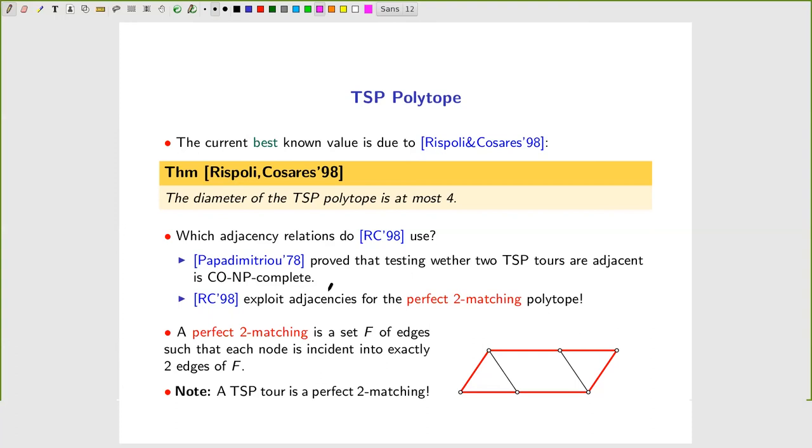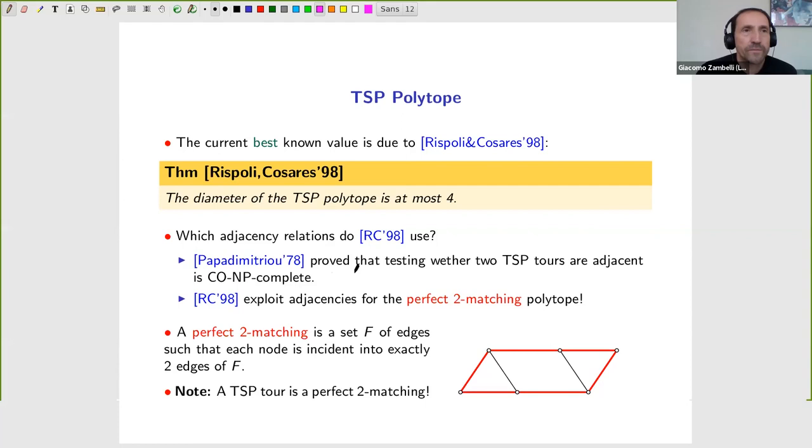I don't see it immediately related. But actually, I forgot to check whether, because I know this standard result for the symmetric TSP, and I don't know whether it holds for the asymmetric TSP too. Okay.